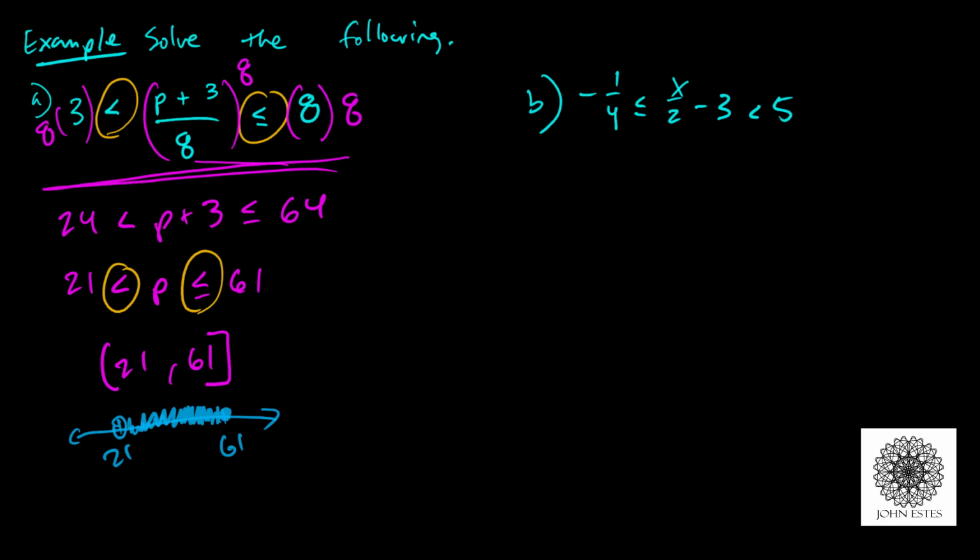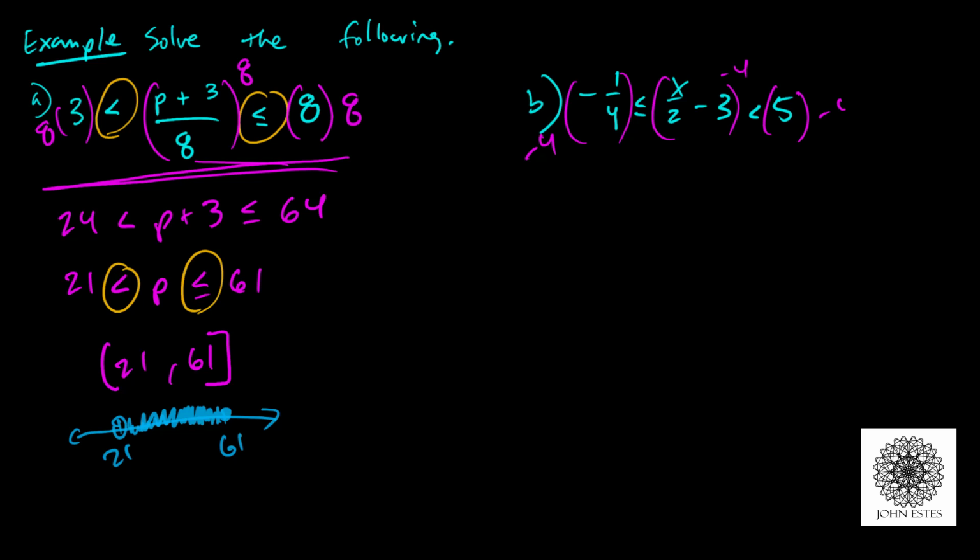Alright, so let's do this again. Let's look at part B. This time I have negative 1/4 is less than or equal to x over 2 minus 3, which is less than 5. I'm going to solve this the same way, and I don't like the fractions. Last time we multiplied everything by 8. This time I'm going to multiply everything by negative 4.